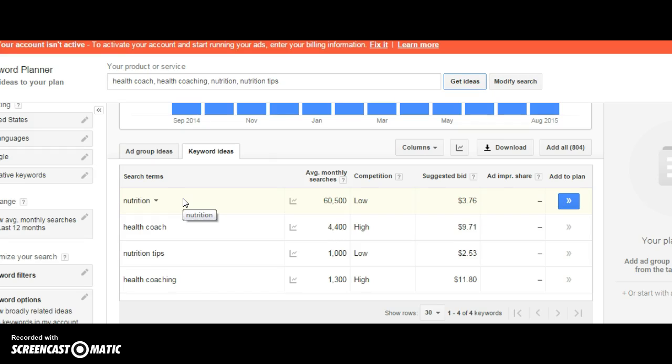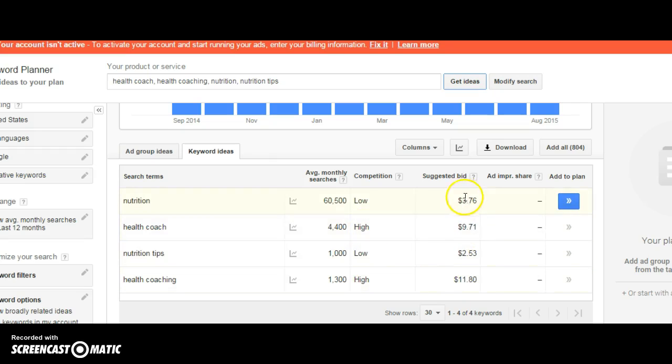So maybe you're talking about the paleo diet and the nutrition aspects of the paleo diet, or nutrition tips for busy moms, or something that would be narrowing the focus a little. But you can see that your health coach and health coaching, these have decent search volume, but they have high competition, which is not surprising at all.